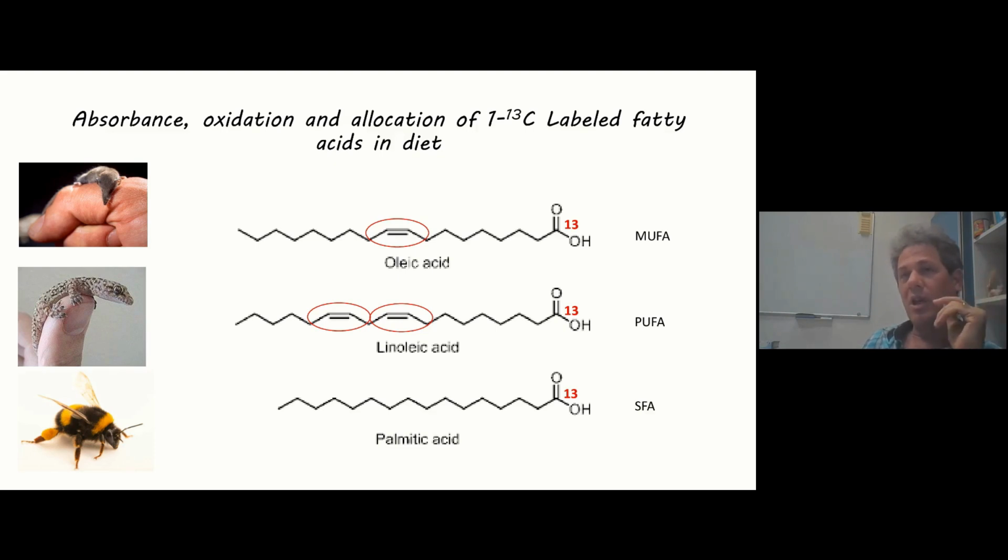We tested on 2 vertebrate models, 2 insect-eating vertebrates. First, it's the pygmy shrew. It's the smallest mammal in the world with the highest metabolic rate, feeding on insects. The second is a gecko, the same size as the shrew, but a reptile, and also an insectivore. And the third one is a bumblebee, a nectarivore that feeds also on pollen. We fed these animals with one of the 3 labeled fatty acids.